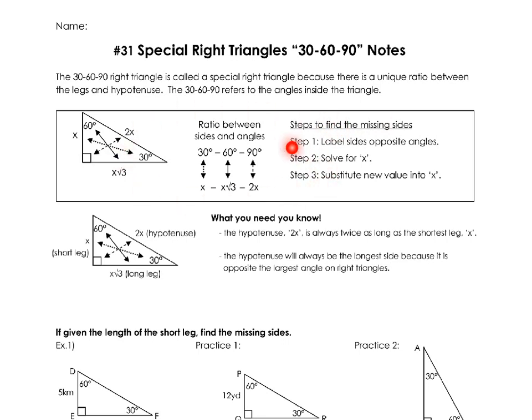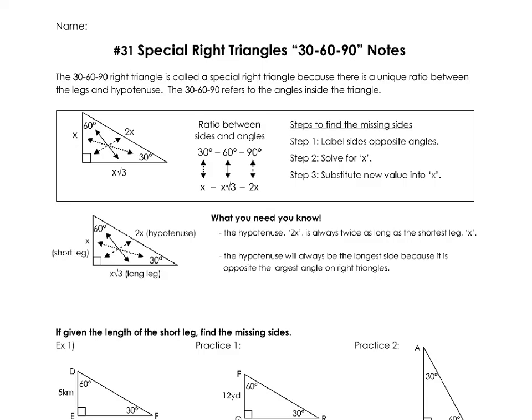So, as before, it is always important that you label your sides first, and you always label them based off of opposite angles, okay? Opposite angles. Then all we have to do is simply solve for x, and once you know what x is, you can easily plug it into all three of these values and simplify. So, what do you need to know? The hypotenuse, which we already know is the longest side, is always twice as long as the shortest leg. Okay, the hypotenuse is always twice as long as the shortest leg in a 30, 60, 90.